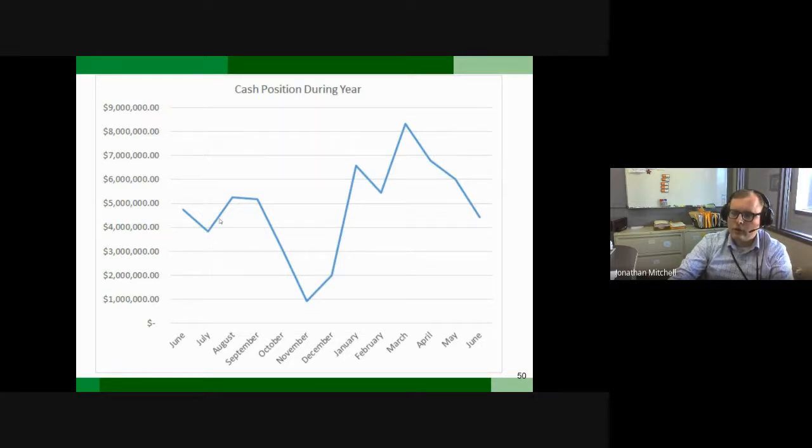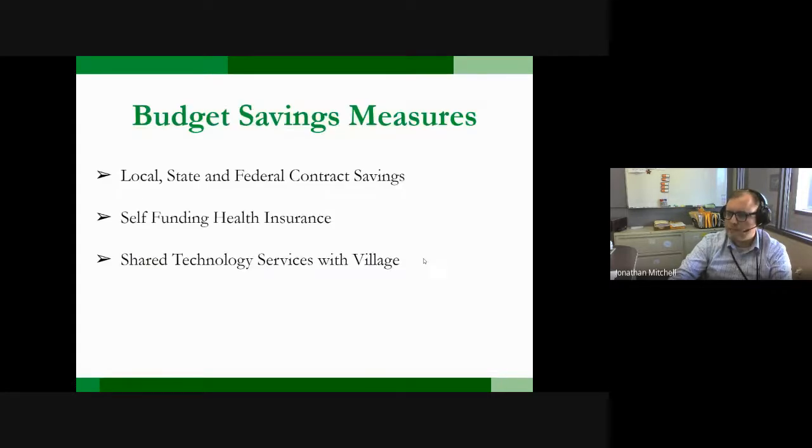To give a visual on that cash position during the year. So here you'll see between June, July, August, and September, cash position is in a better spot. And then as we get into the school year and have our full payrolls running in the months of October and November, we get to our low point. And then as revenues are coming in December, January, February, that increases and then stabilizes into the spring.